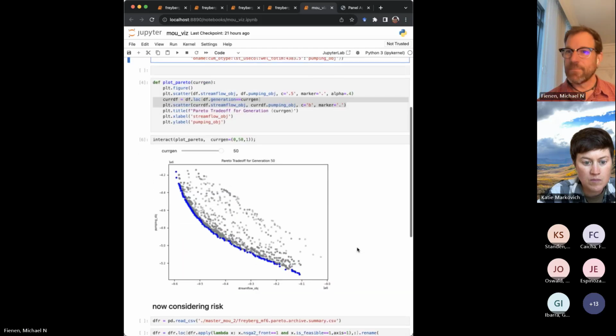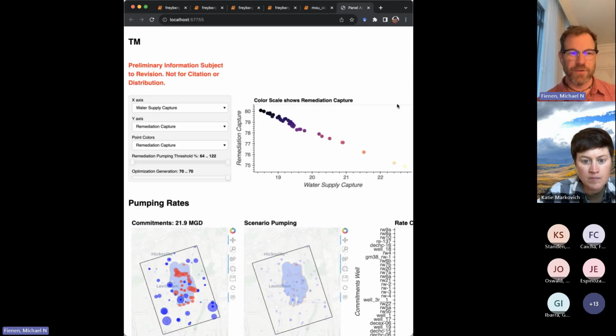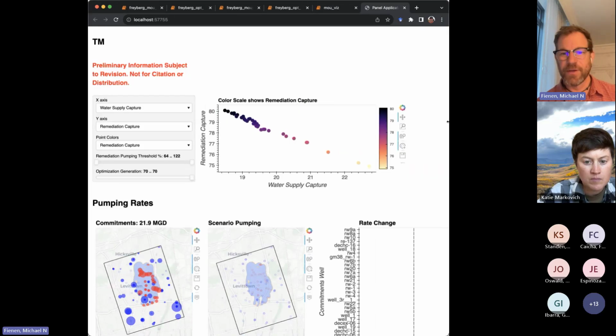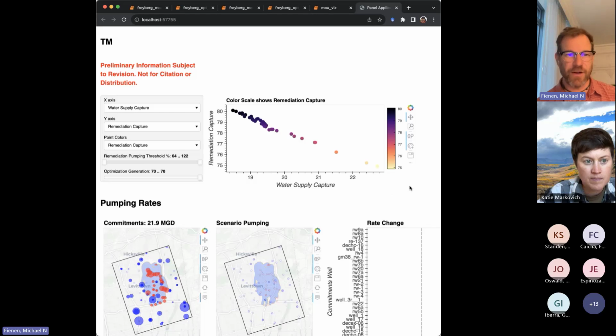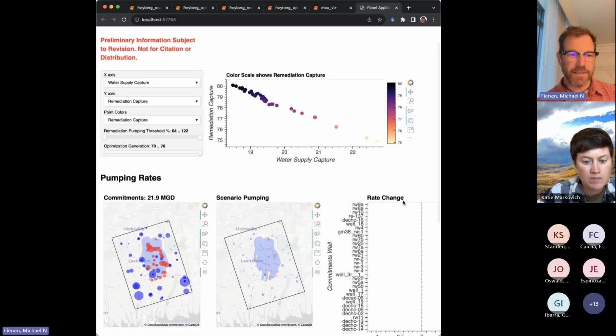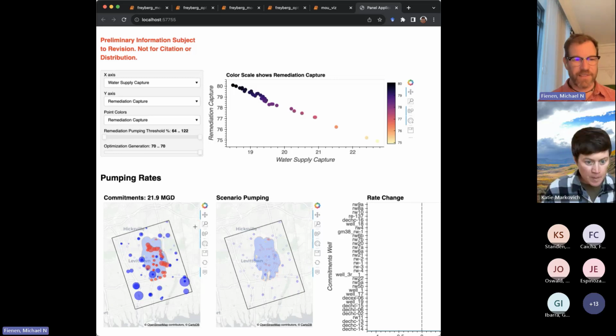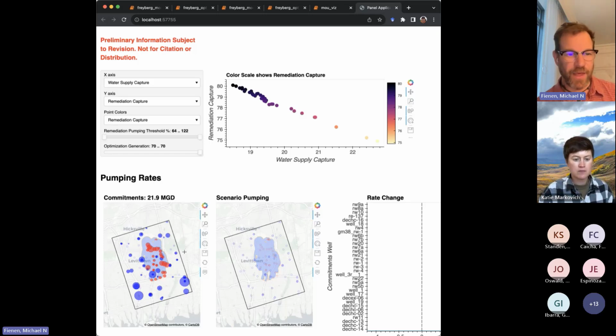Cool. So we just have a little bit more time. I wanted to show a quick example of visualizing a real world problem. This is a remediation problem I've been working on recently. What we see on the left is an area where there's remediation pumping happening. The red dots are red wells that are scaled to show how much they're pumping, and the blue wells are water supply wells that are also pumping. And you can see they're intermixed.